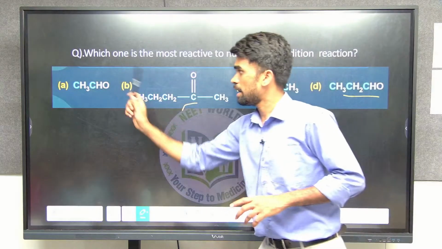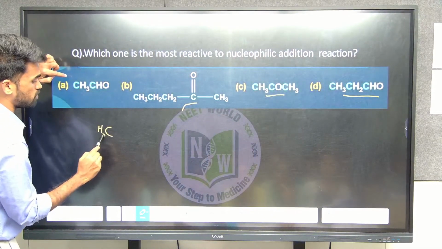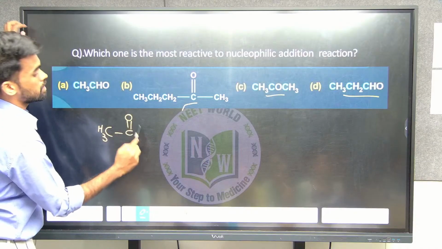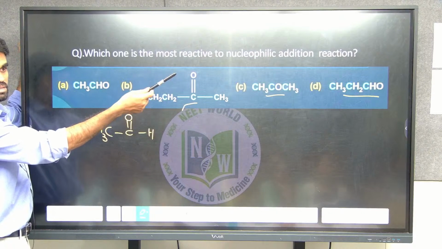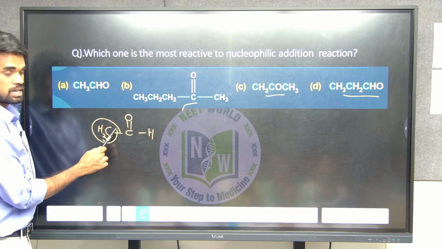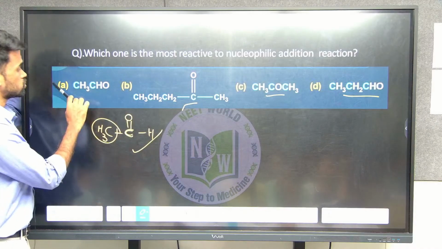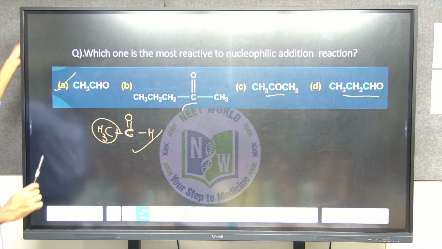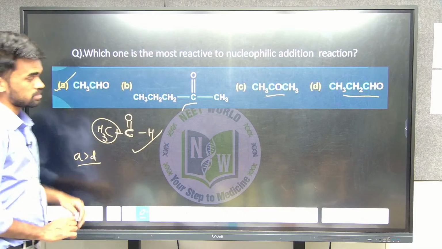So A or D. Here what type of group we have? Only one methyl group, a smaller group, and that is a bigger group. Which is more electron releasing group? Ethyl group is bigger, which means that is more releasing. This is less releasing. Less releasing, more electron deficiency. So this is more reactive. So A is your answer. Between A and D, it should be A. Next, you should answer like this.